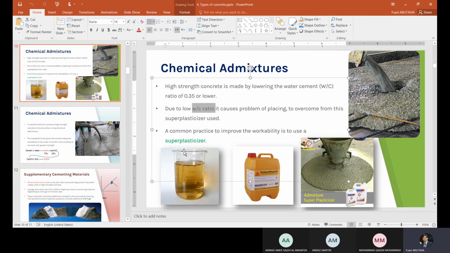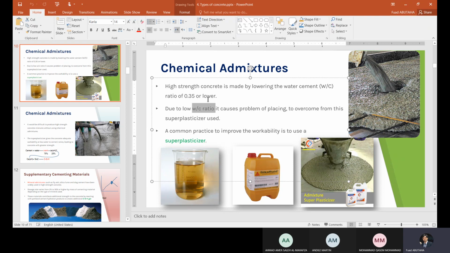Yes, we might achieve a high compressive strength as a result of a low water cement ratio, but we still have a problem with the workability. And when we have a problem with the workability, we will not get to our high compressive strength. So what we need to do is put in admixtures, especially chemical admixtures.